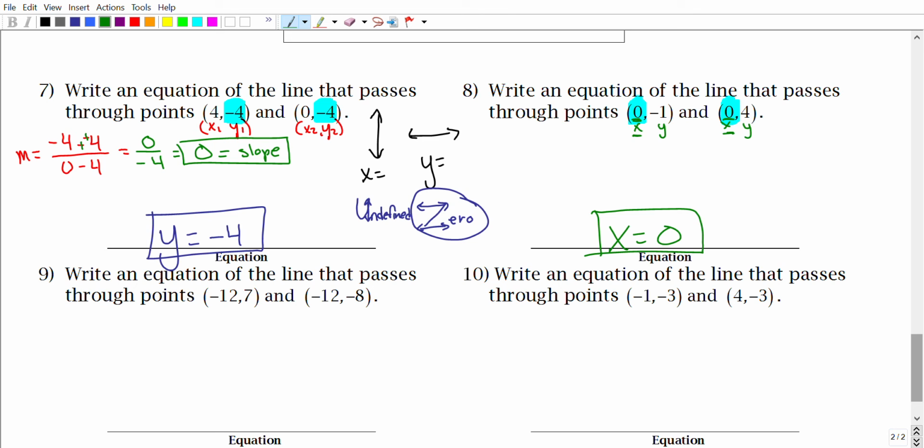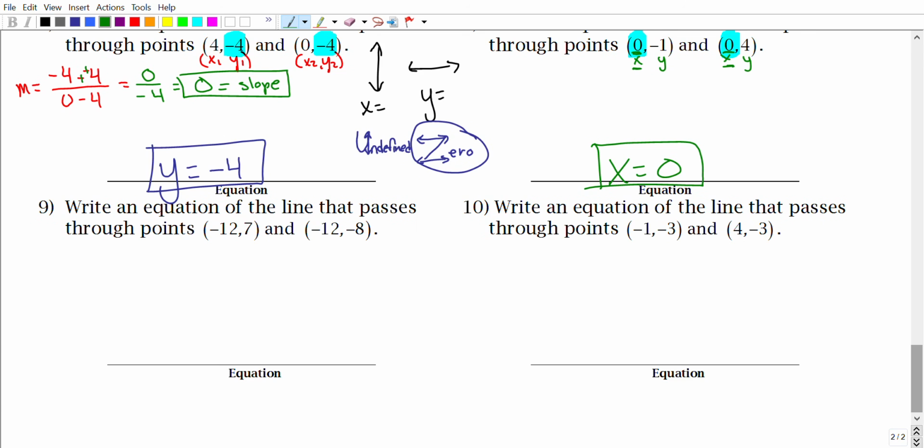All right, guys, let's go ahead and take a look at number 9 and number 10. So I'm going to try number 9 just like I tried number 7 and 10 just like I tried number 8. So it says write an equation of the line that passes through the points (-12, 7) and (-12, -8). So again, to identify what equation we need to use, we need to first establish what slope we have. Okay, so let's calculate slope.